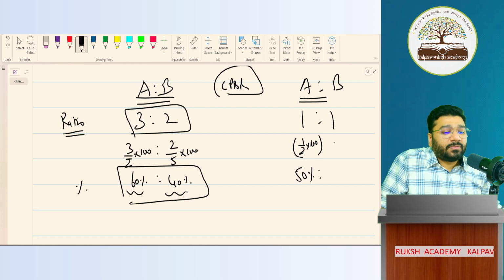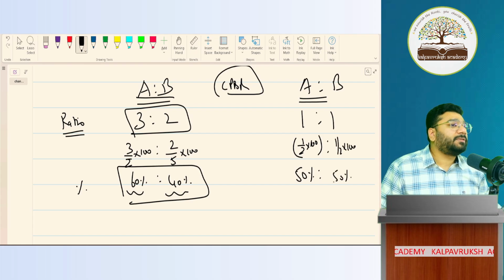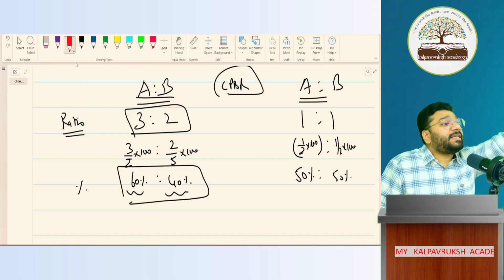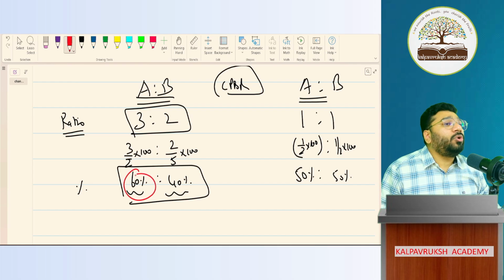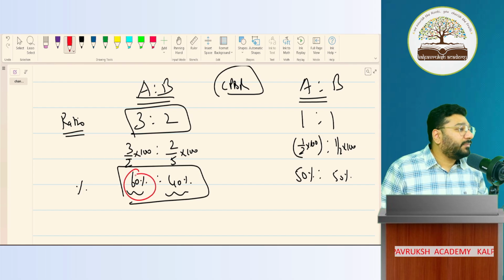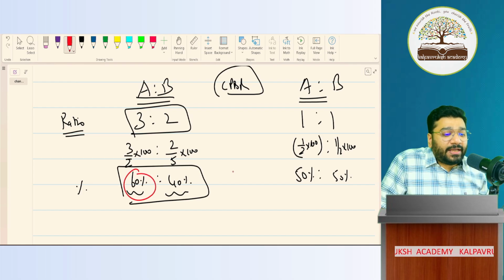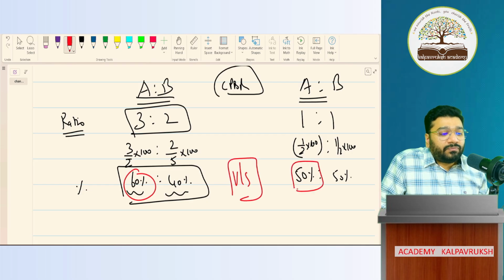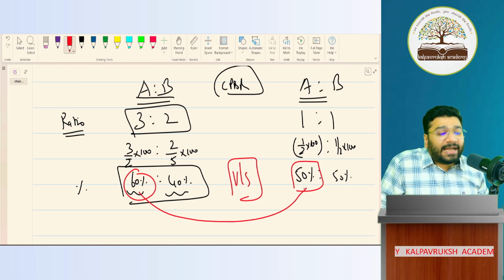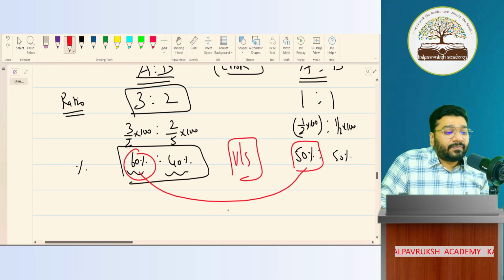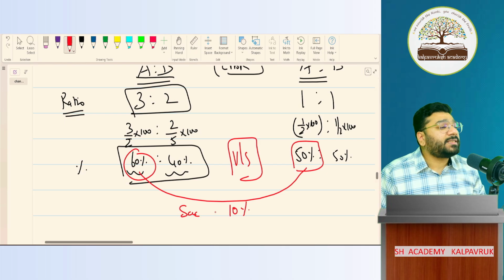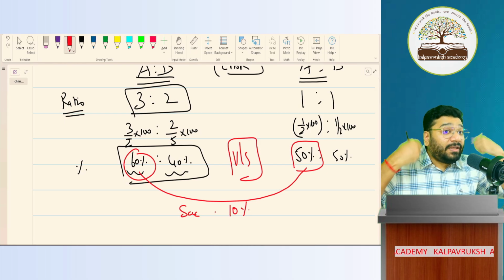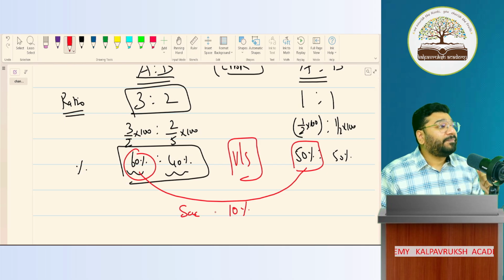50%. And for this, it is 1/2 into 100. How much is it? 50%. Before the change in profit sharing ratio, Anu was owner for 60% profit. After the change in profit sharing ratio, the new ownership became how much? 50%. So Anu has sacrificed how much percentage? Anu has sacrificed 10%. Yes or no? Okay. Whatever Anu sacrifices, who will gain?